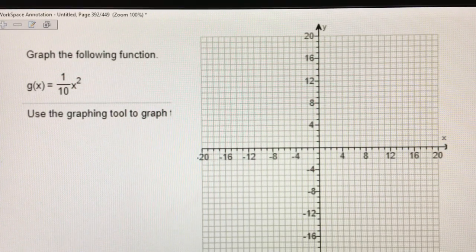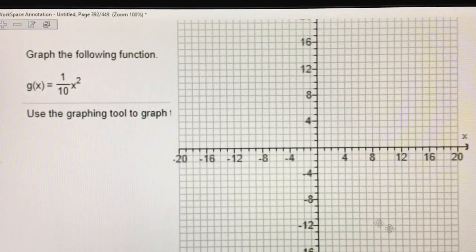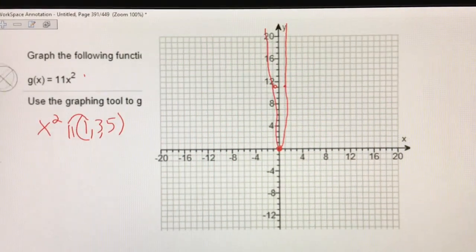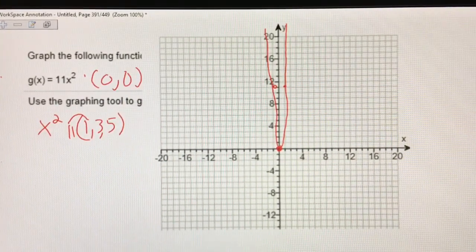1/10 x squared, I have a little shortcut for this one. We don't have to get too technical. The vertex is 0, 0. So the vertex is 0, 0, just like on the last one, because we're supposed to do opposite same, but there's nothing grouped with it. So that vertex was 0, 0. Now this vertex is 0, 0.